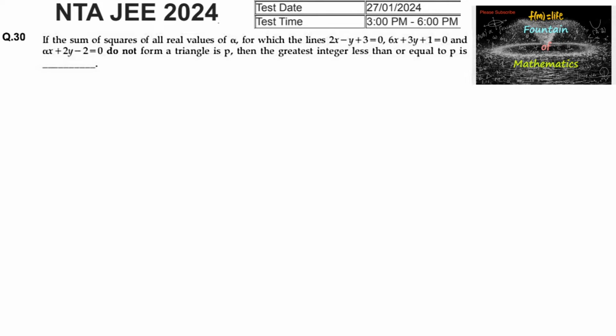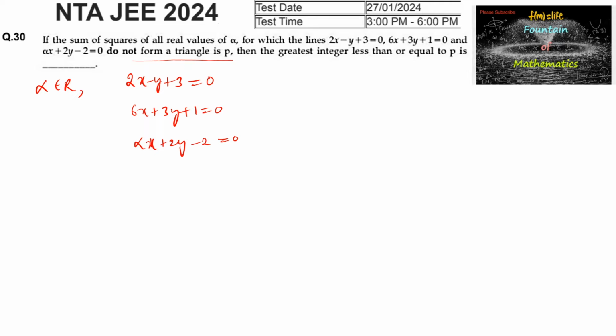If the sum of squares of all real values of alpha for which the lines 2x minus y plus 3 is equal to 0, 6x plus 3y plus 1 is equal to 0, and alpha x plus 2y minus 2 is equal to 0 do not form a triangle is P, then the greatest integer less than or equal to P is?